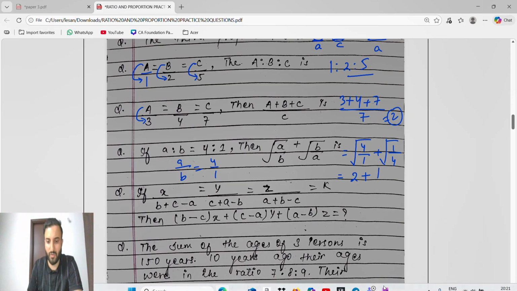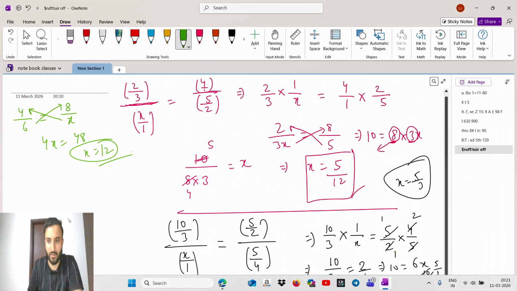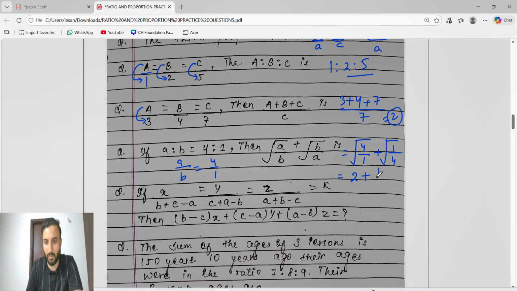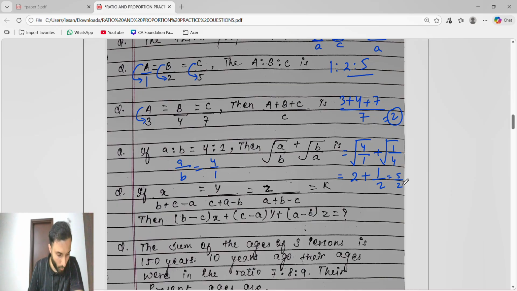So see, 1 by 4 under the square root. What does this mean? This means the square root of 1 divided by the square root of 4. Correct? The square root of 1 is nothing but 1, the square root of 4 is nothing but 2. So here we will get 1 by 2. And you know how to solve this, right? This 2 gets multiplied by 2 to the 4, and this gets added, 4 plus 1 is 5, the denominator remains the same, 5 by 2. Yeah, correct answer is 5 by 2.